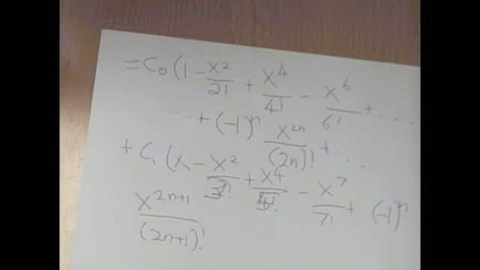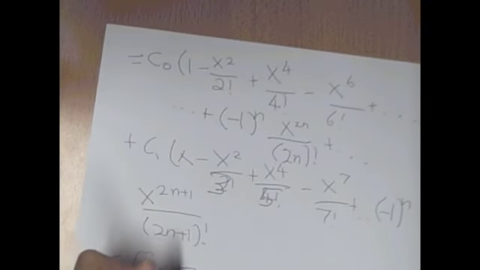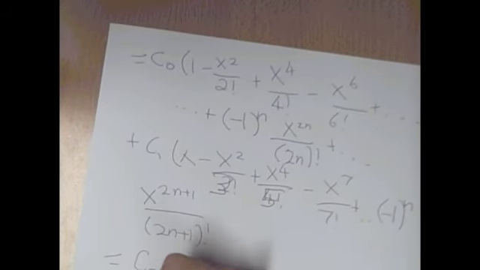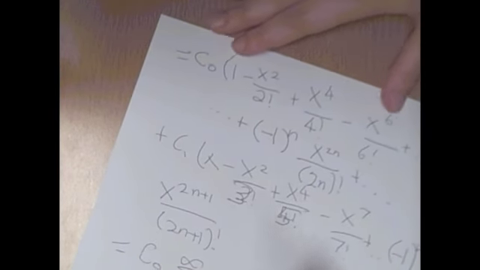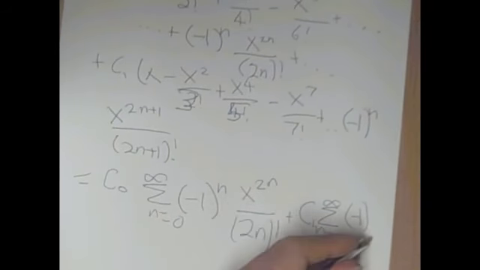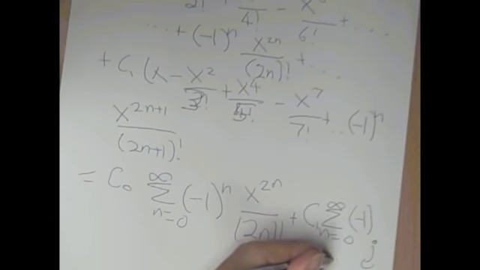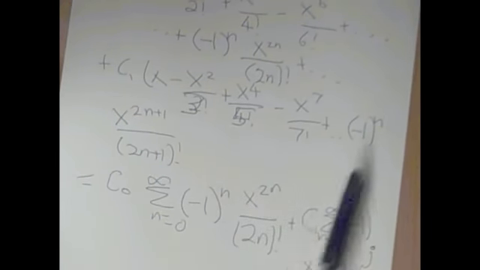So we've got this now, and this is all equal to what we want from the beginning. c0 times the sum of n equals 0 up to infinity of minus 1 to the n, x to the 2n over 2n factorial, plus c1 times the sum of n equals 0 to infinity of minus 1 to the n, x to the 2n plus 1 over 2n plus 1 factorial. The end.